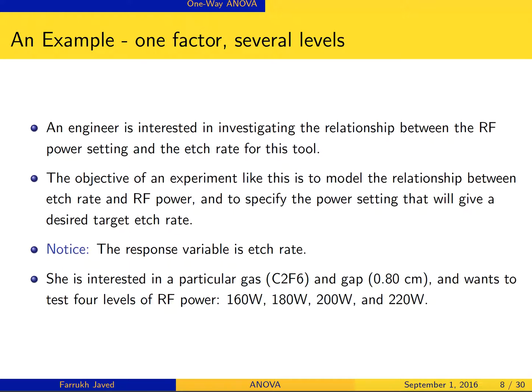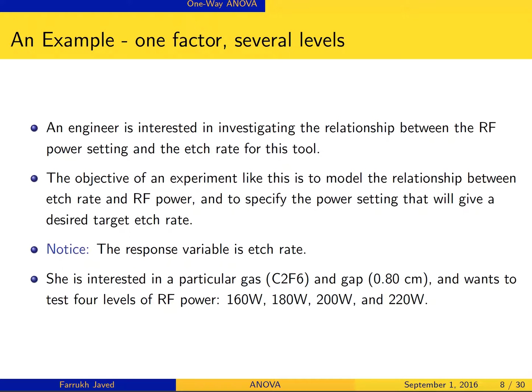Consider an example, one factor and you have several levels. An engineer is interested in investigating the relationship between RF power setting and the etch rate of a tool. Etch rate is somehow related to the type of metal you are going to use in this study. The objective of an experiment like this is to model the relationship between etch rate and RF power. You want to know how much they are related to each other, and to specify power settings that will give you a desired target etch rate.